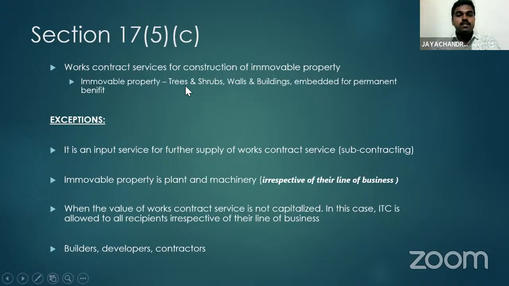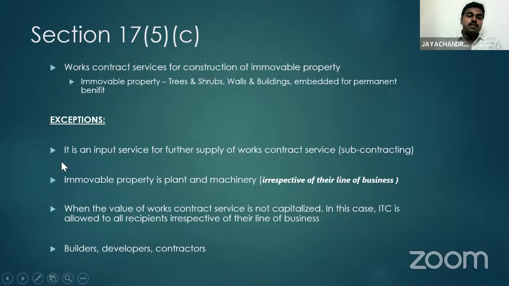That's what works contract services for construction of immovable property is blocked. But if it is availed by the builders, developers, contractors, that ITC is available because they are in the same line of business. Works contract service, they are construction service. Builders, developers, contractors are providers of service, that is, they are assisting in building the immovable property. They can avail the ITC. The same exception applies if it is an input service for further supply of works contract services. Same line of business, that is subcontracting.